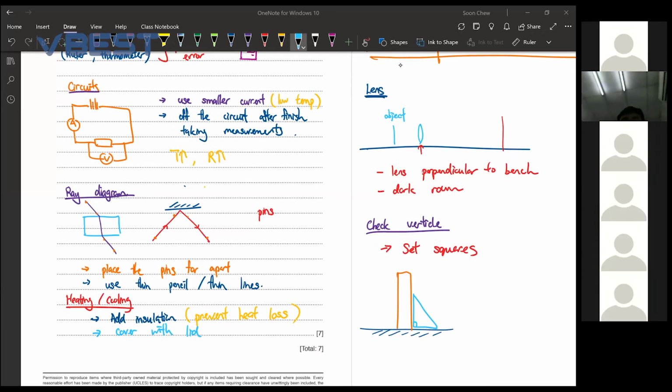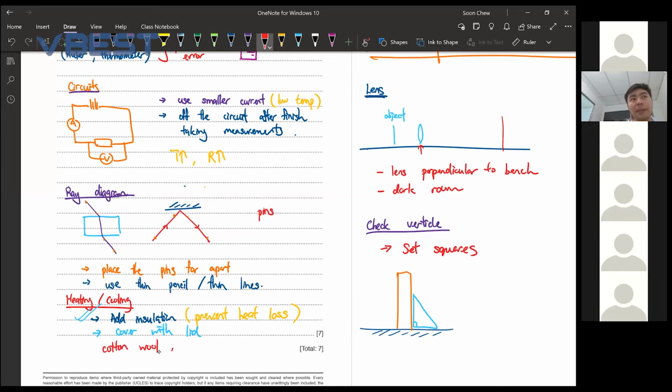Okay, sure, Lian, no problem. If it says improvement for reducing cooling rates, yeah, correct. You can add insulation also. It will reduce cooling rates. Can you list down an example of insulation? Can. So insulation, you can say cotton wool is a very good insulation.